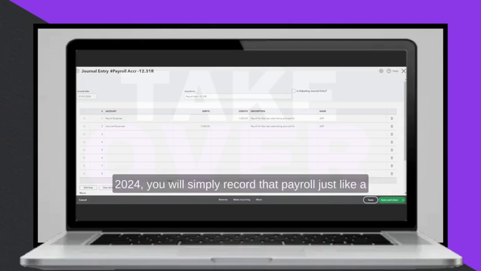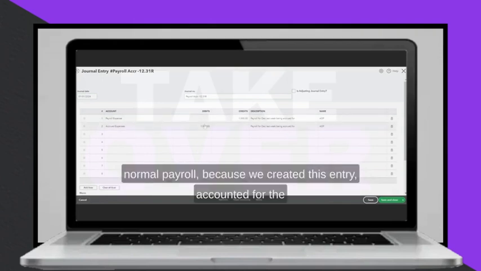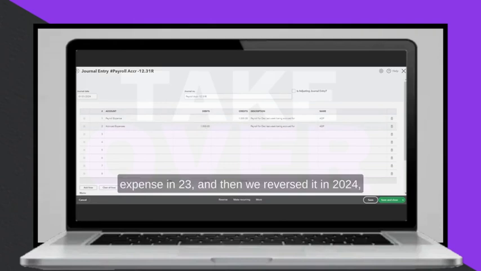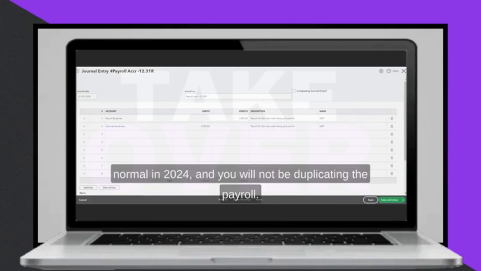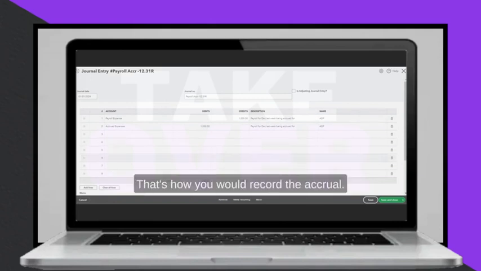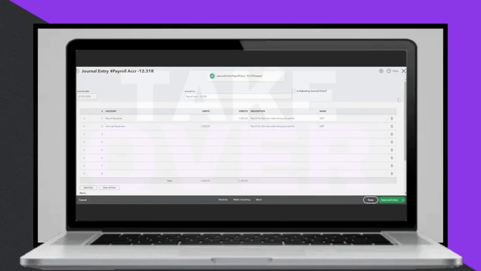It can be recorded as a normal payroll, without duplicating the expense, since the accrual entry was previously created and then reversed. This process ensures accurate accounting for accrued expenses and prevents errors in financial reporting.